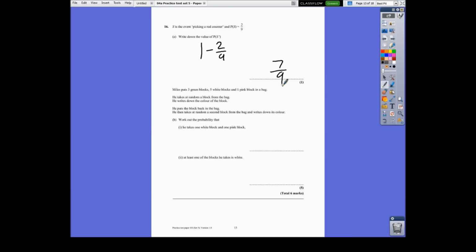Miles puts 3 green blocks, 5 white blocks and 1 pink block in a bag. He takes one out, records its colour, puts it back. That's very important. Takes a second colour out and writes it down. Find the probability that he takes 1 block that's white and 1 block that is pink.